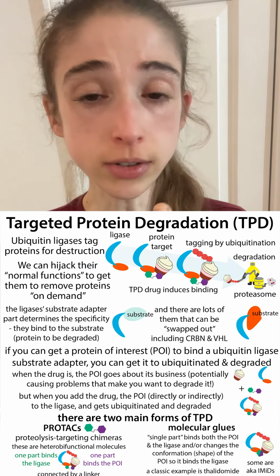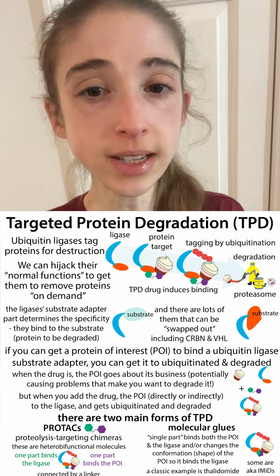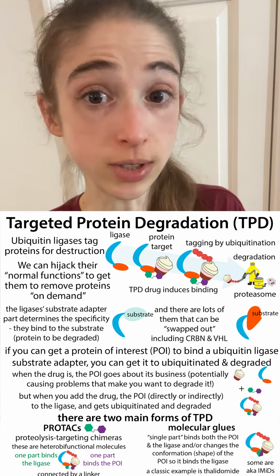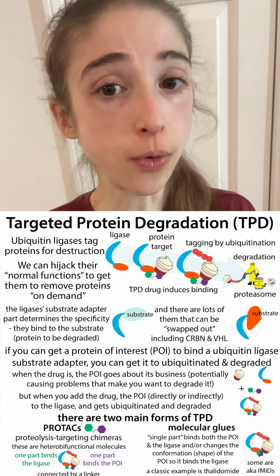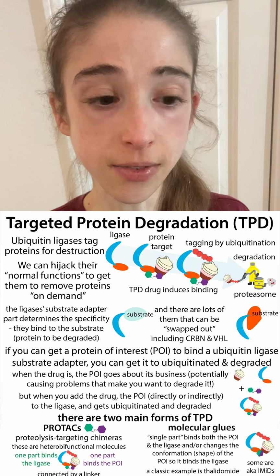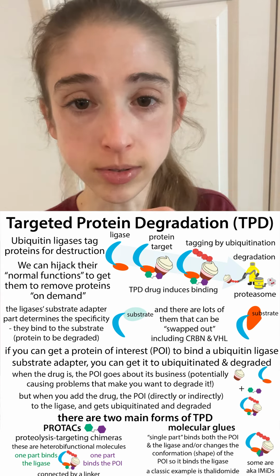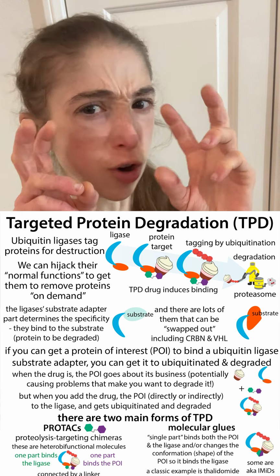PROTACs and molecular glues, if you're lucky, can be used on endogenous, naturally occurring proteins. These have promise for actual use as pharmaceutical drugs, especially for proteins that are hard to target in other ways, such as if you can't find an inhibitor of them because the protein's too similar to other proteins, or if there aren't any good druggable sites.